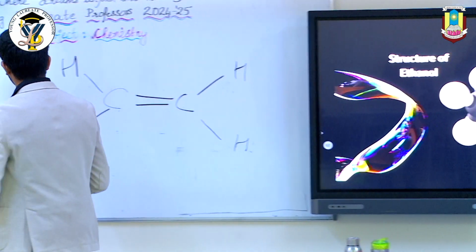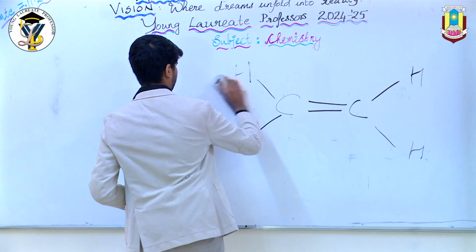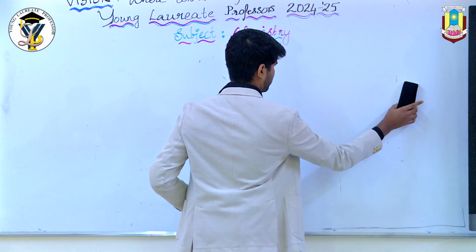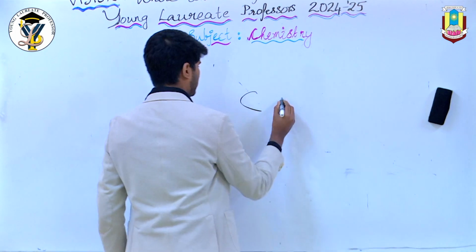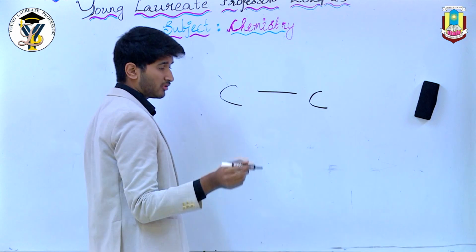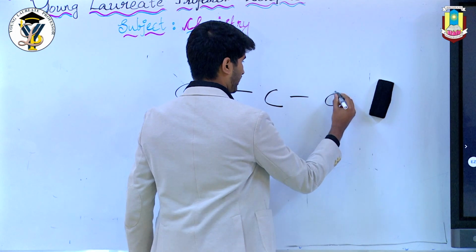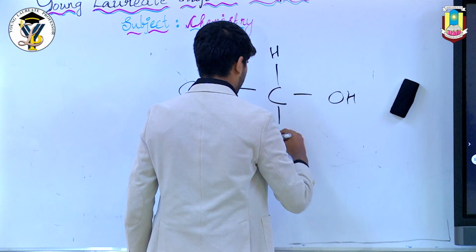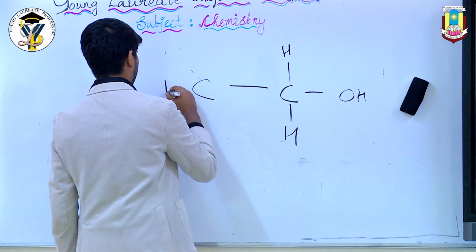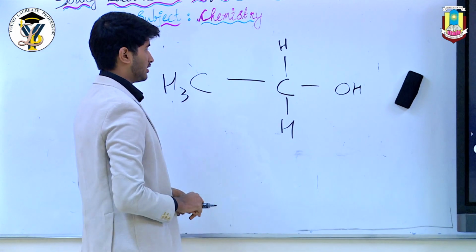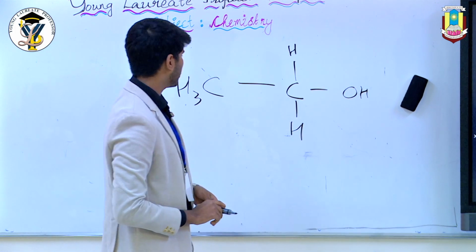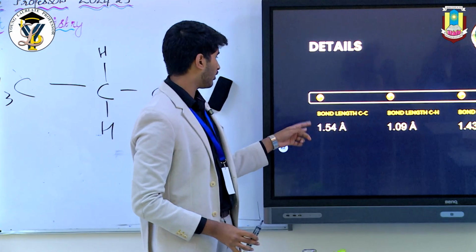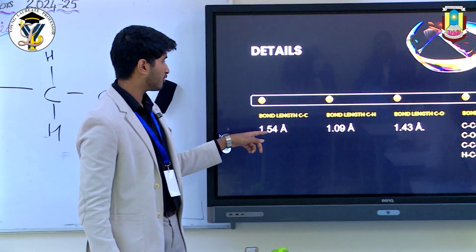This has two carbons, but this time they're linked with a single bond. One OH, which is the alcohol functional group. Hydrogens to satisfy valency on both sides. So this is how ethanol looks. And the bond length of CC is 1.54 angstrom.